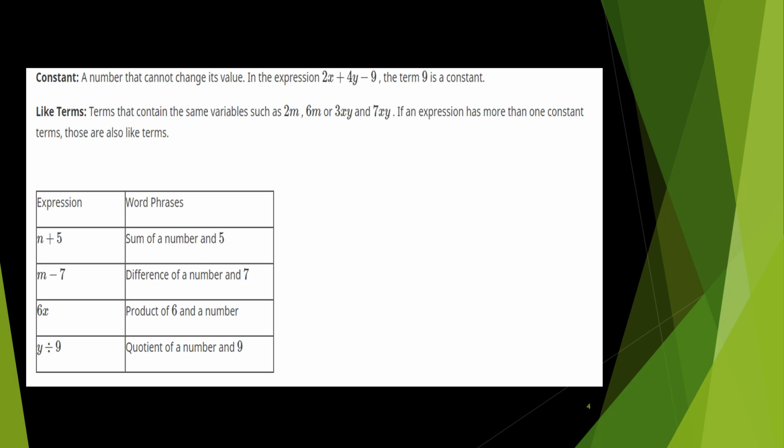Expression 9 plus 5: sum of a number and 5. In words you can write like that. We have practiced this in class 6. m minus 7: difference of a number and 7. 6x: product of 6 and a number, or 6 multiplied by x, you can write like that. y divided by 9, or you can write the quotient of a number and 9.